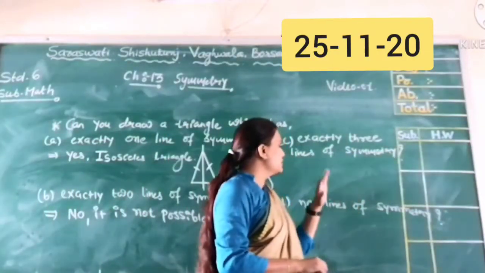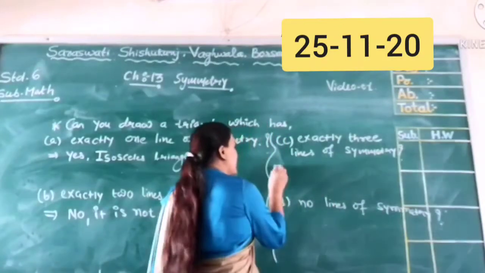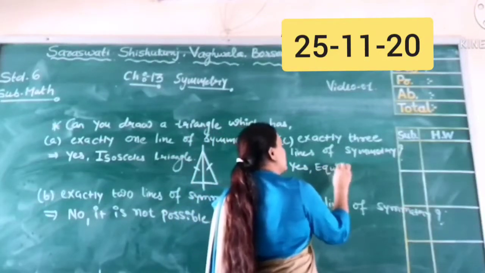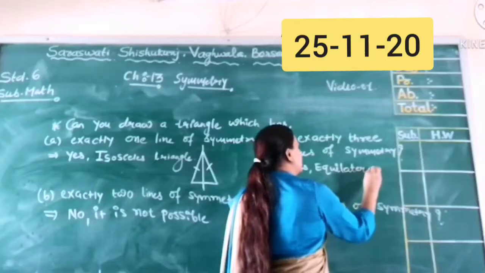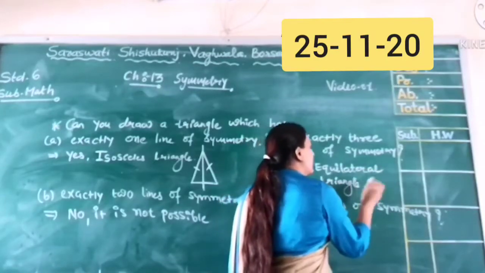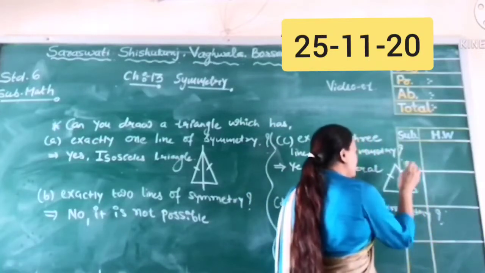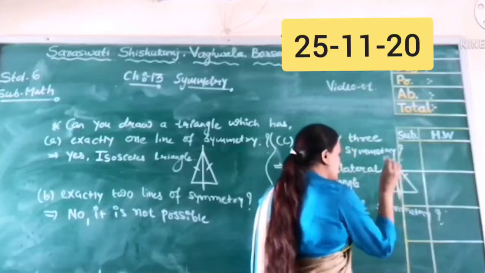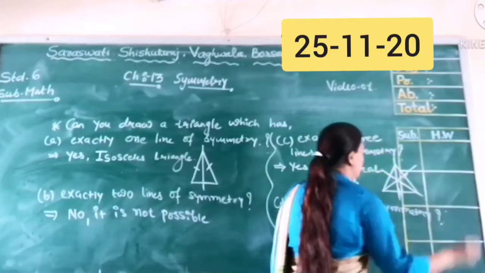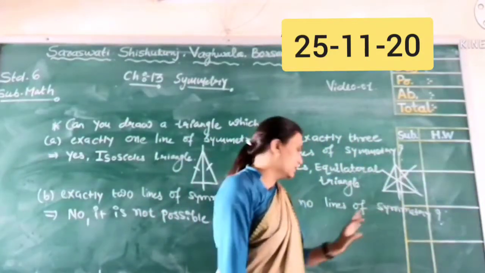Now in C, exactly three lines of symmetry. Is there any triangle in which we can draw three lines of symmetry? Yes, an equilateral triangle. So let us draw a triangle. In an equilateral triangle all three sides are equal, so we can draw three lines of symmetry. This is the first line of symmetry, this is the second and this is the third. So an equilateral triangle has three lines of symmetry.